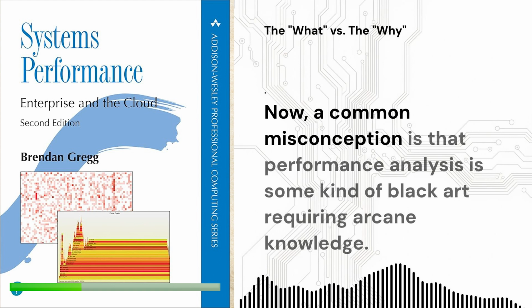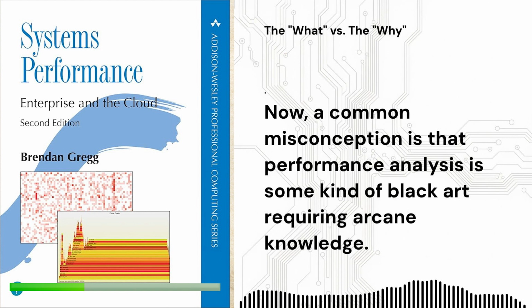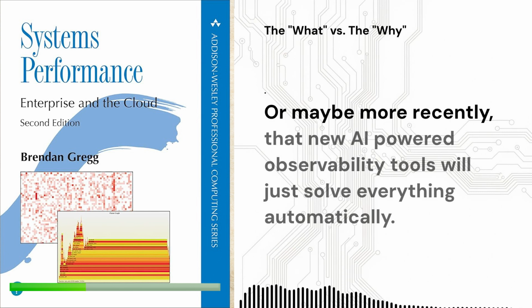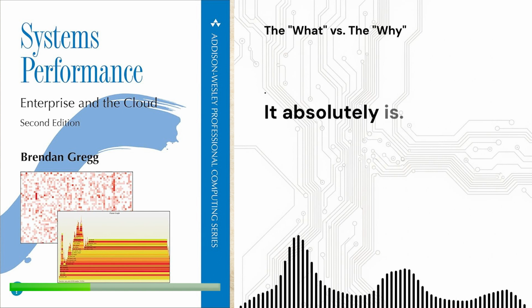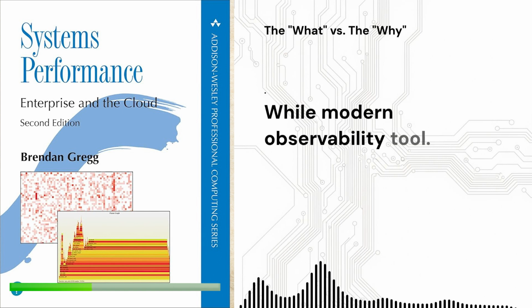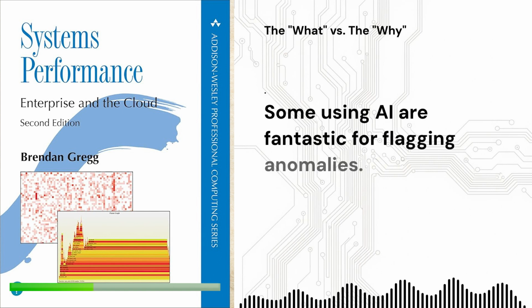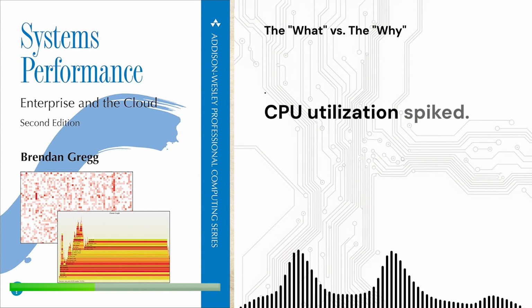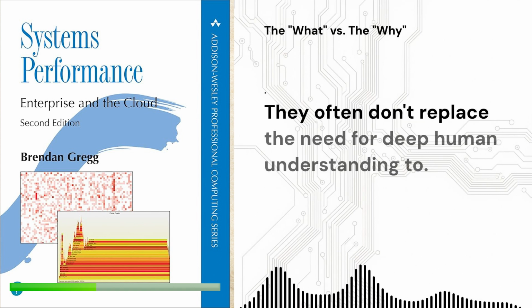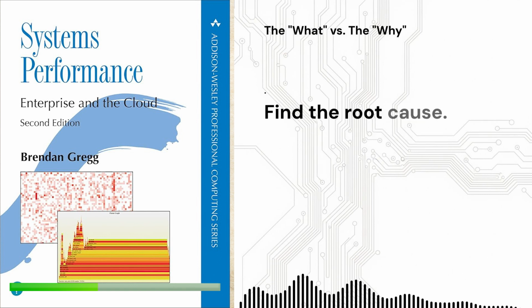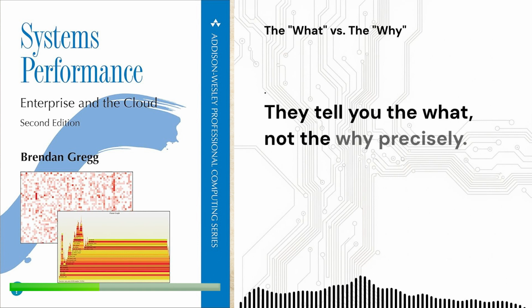Now, a common misconception is that performance analysis is some kind of black art, requiring arcane knowledge. Or, maybe more recently, that new AI-powered observability tools will just solve everything automatically. I imagine it's more nuanced than that. It absolutely is. While modern observability tools, some using AI, are fantastic for flagging anomalies, hey, CPU utilization spiked, they often don't replace the need for deep human understanding to find the root cause. They tell you the what, not the why.